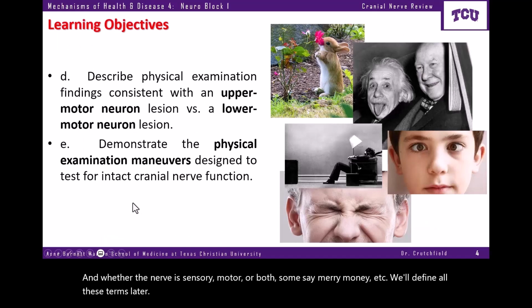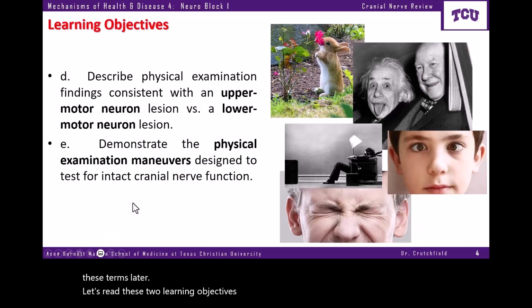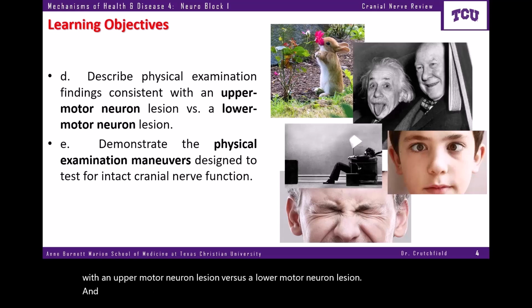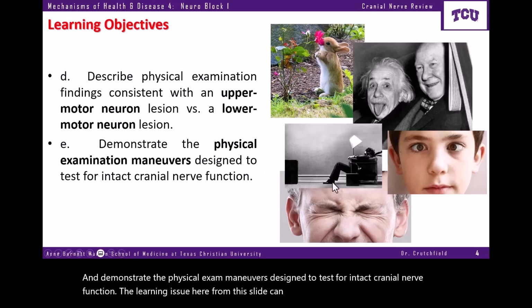Let's read these 2 learning objectives. Number 1, describe physical examination findings consistent with an upper motor neuron lesion versus a lower motor neuron lesion. And demonstrate the physical exam maneuvers designed to test for intact cranial nerve function. The learning issue here from this slide, can you identify which cranial nerves are being tested in these photographs?